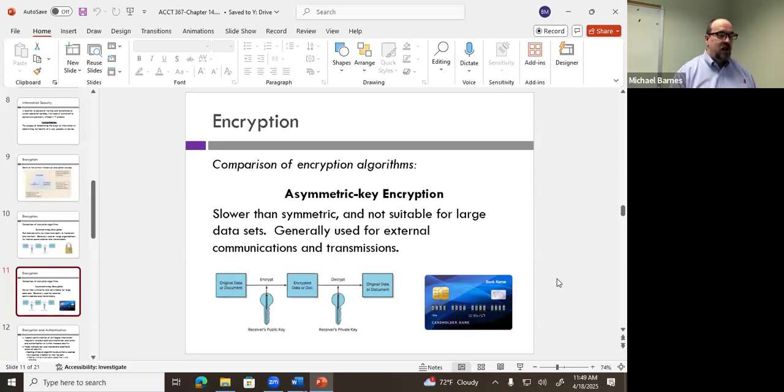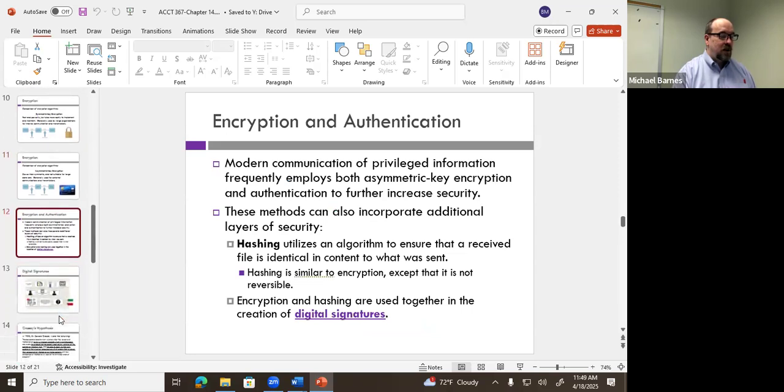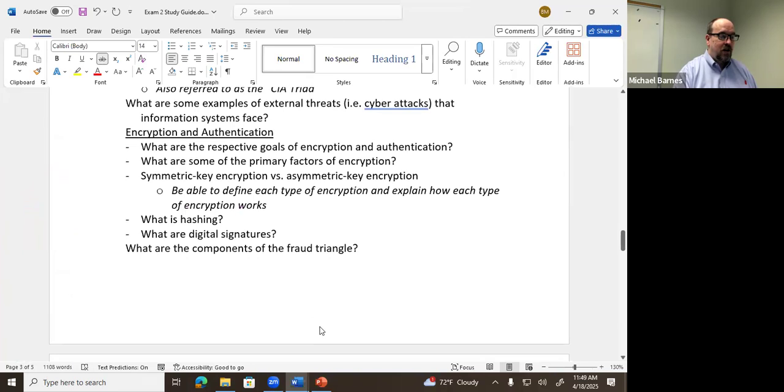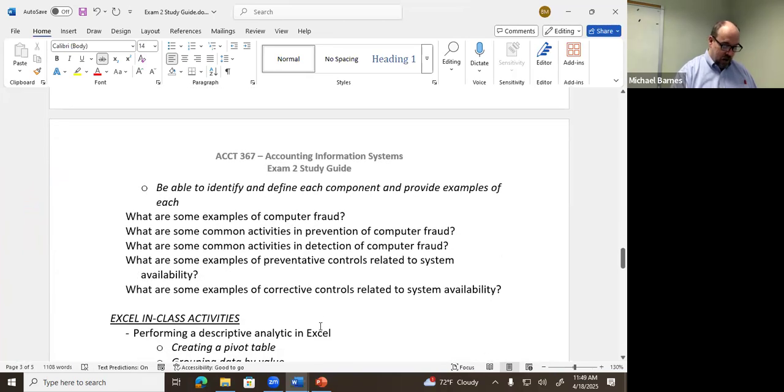Also, digital signatures. You don't need to know too much about digital signatures because it is pretty complex, but you might want to know that encryption and hashing are actually used jointly together to create digital signatures. And that actually relates to a question that we're going to talk about in just a little bit.